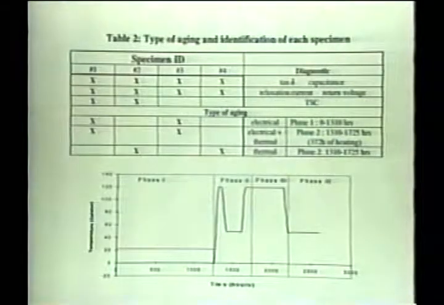We'll now have a look at the table of the testing and aging of the different specimens. You can see that all of the 4 specimens that we used were measured with tan delta and capacitance measurement. We also used relaxation current and return voltage measurement on all of those 4 specimens. But for TSC measurement, we only measured the current associated with specimen number 1 and 2.